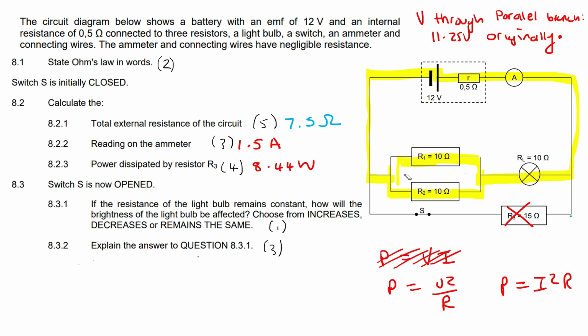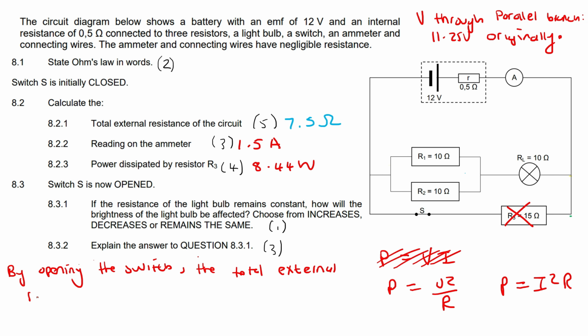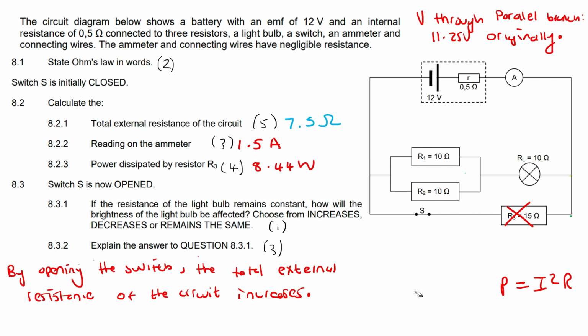If you really wanted to check me on this, you could go and calculate the overall resistance for this entire circuit, and you would see that it's going to be more than this value over here. So by opening the switch, the total external resistance of the circuit increases. You need to wrap your head around that. When you add or remove resistors in parallel, you need to think carefully about whether that increases or decreases the overall resistance. If you quickly calculate the overall resistance here, you're going to get an answer of 15, which is larger than this number.